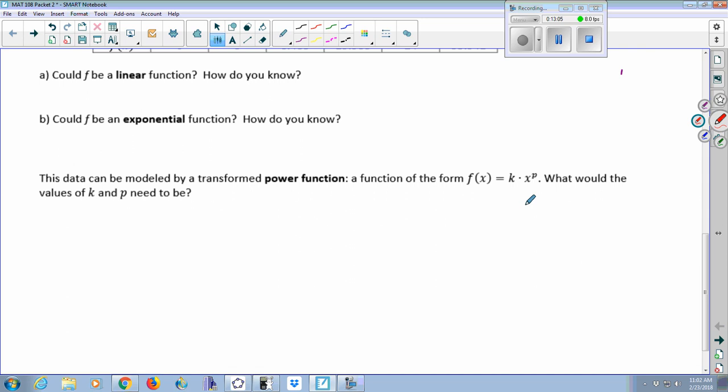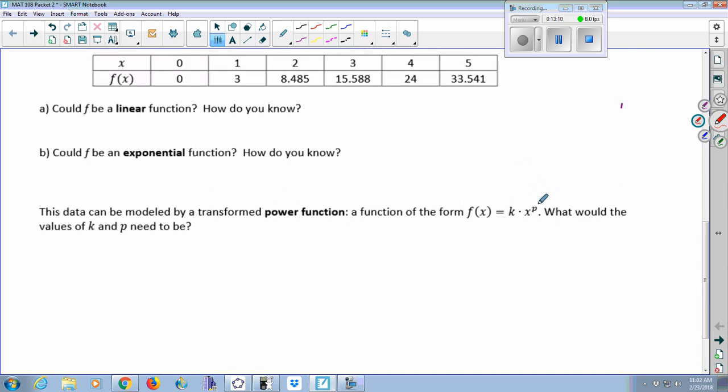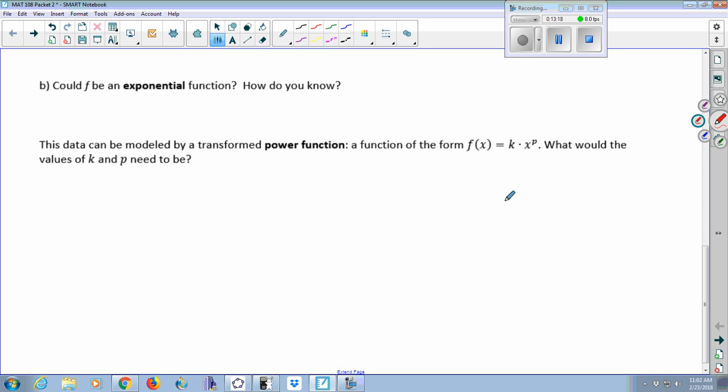So I'm going to tell you that this data can be modeled by a power function, and it's going to have this form. Let's see what that power function is. Notice this is a little different than our original definition, because this is a transformed power function. It has k out here, which is a scalar, a multiplier. We've got to find the value of k and the value of p.